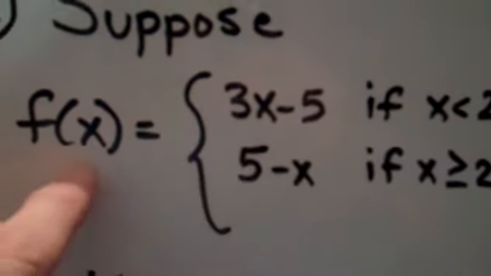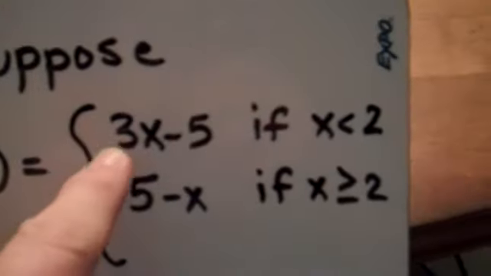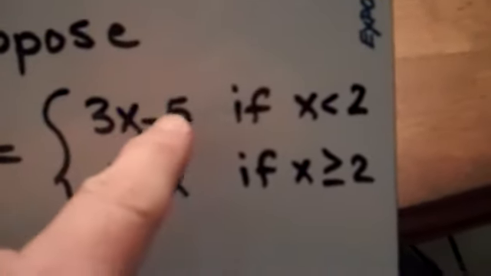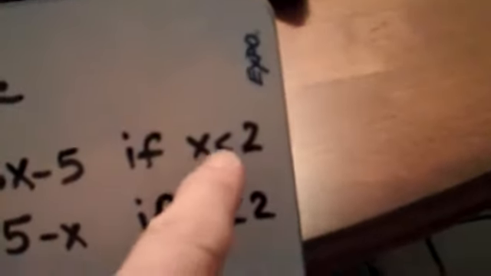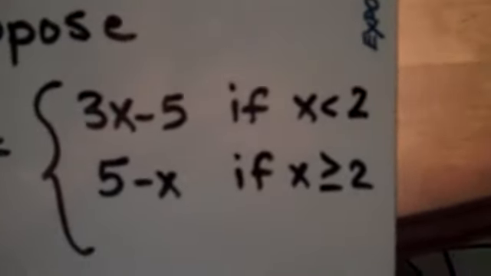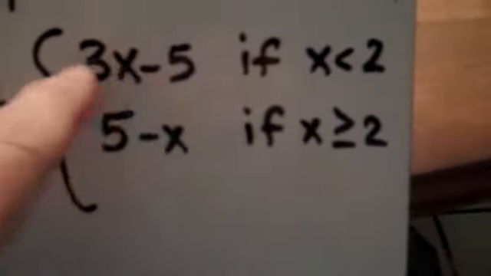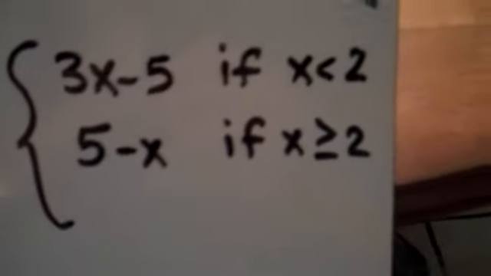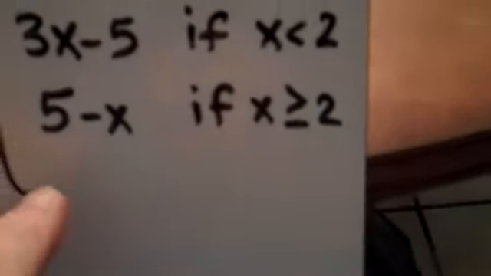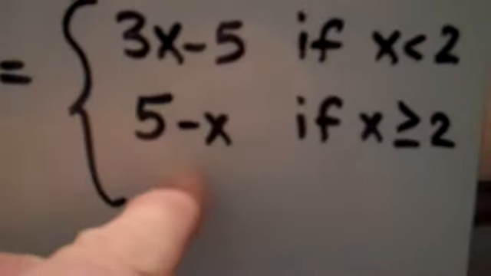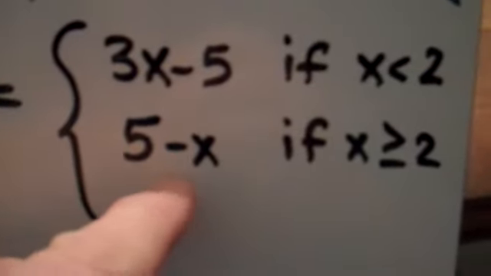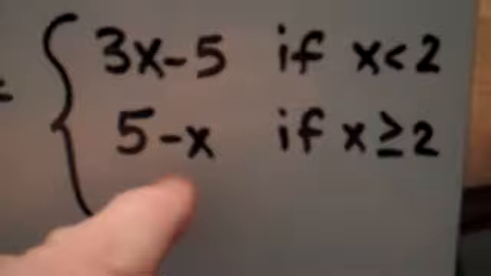For example, this function f of x can be evaluated by using the rule 3x minus 5 if x is less than 2. So what that's telling me is if I'm putting in any number less than 2, the way I come out with the output is by using 3x minus 5 to compute it. If, however, the x value, the input that I'm putting in, is a number greater than or equal to 2, then the way I determine the output is by using the formula 5 minus x.